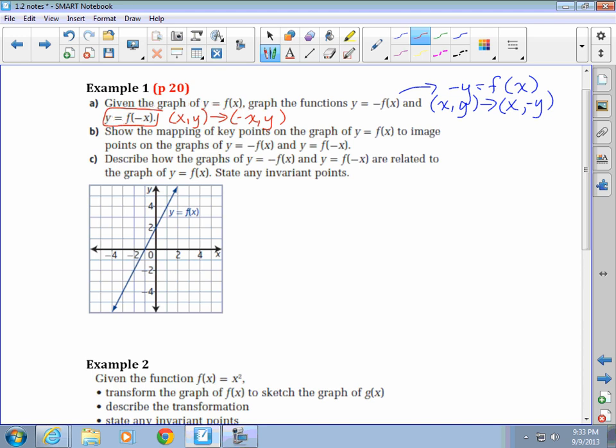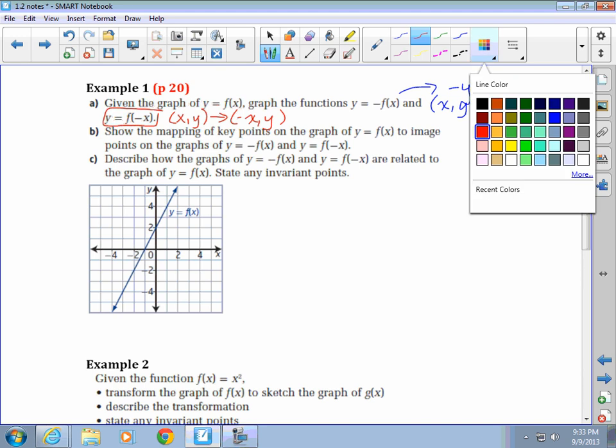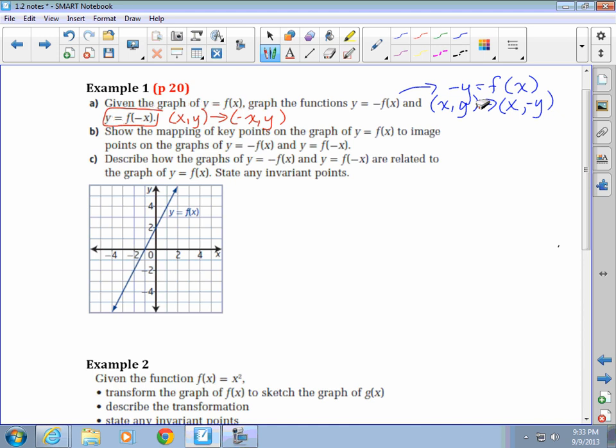Okay, so what we want to do is pick some key points on the graph they've given us, y equals f(x), and draw them. I need a black here. Identify them, and then we can do our mapping with them to show how they change. So I'm going to pick the points (negative 3, negative 4), (negative 1, 0), (0, 2), and then this one up here, which is (1, 4).